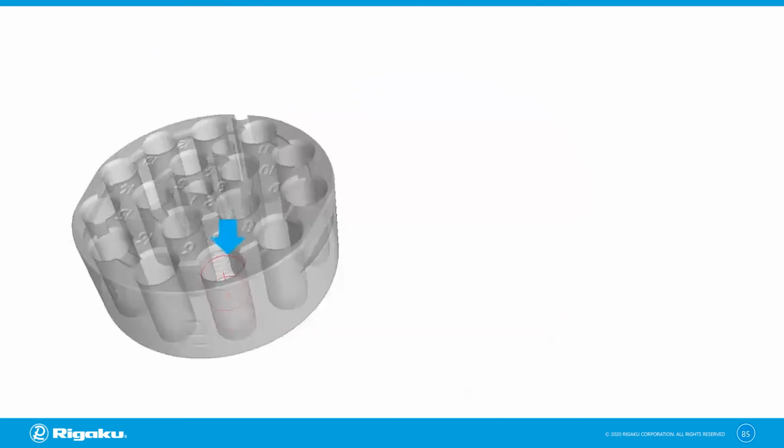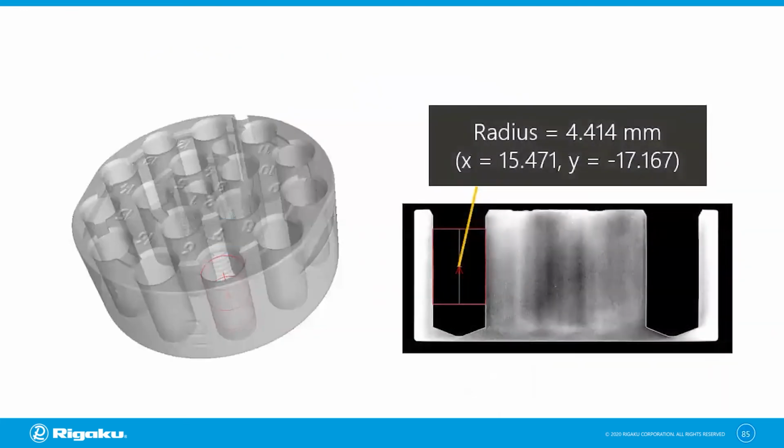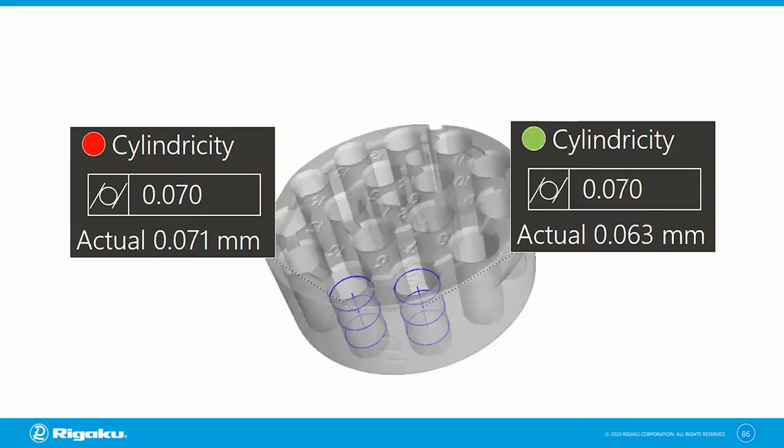So let's take a look at the cylinder again. So you can always measure the radius, but in this case, you have the XY coordinates for the cylinder-shaped hole as well. You might care about the cylindricity of this hole, then you can check that too. So we're going to look at those 2 cylinder-shaped holes. And let's say that the tolerance for cylindricity is 0.07 in this case. And the one on the right is within tolerance. The one on the left turns out to be out of tolerance.